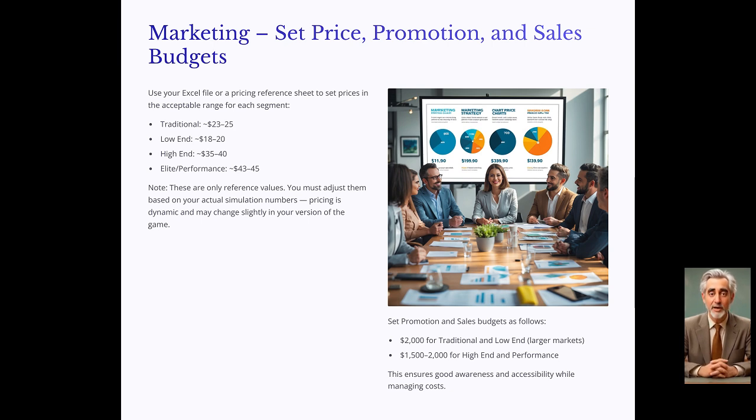Set promotion and sales budgets as follows: $2,000 for traditional and low-end, larger markets, $1,500 to $2,000 for high-end and performance. This ensures good awareness and accessibility while managing costs.